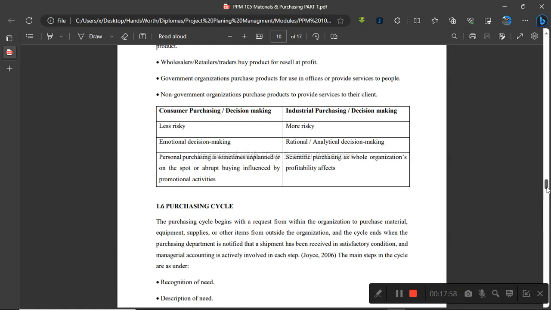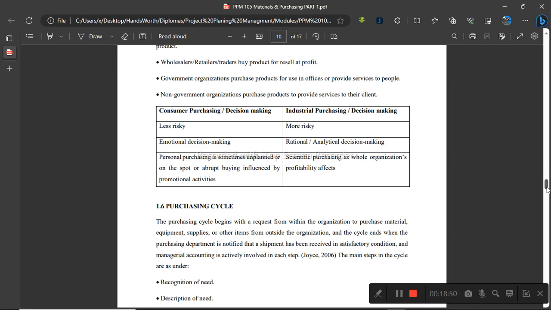So the first distinction between these two is that when we are dealing with a consumer purchase, a purchase made by an individual, this purchase is usually less risky. However, when we talk about an industrial or organizational purchase, this purchase is more likely to be risky, in that under organizational purchases, we tend to purchase goods, services or resources in much more bulk quantities. Therefore, any mistake will result in a lot of losses as compared to purchasing made by an individual or a consumer.